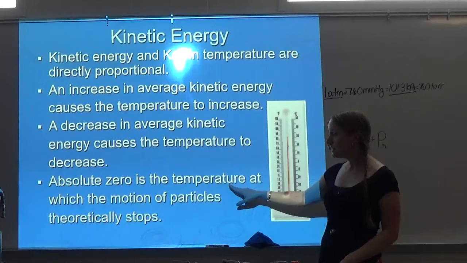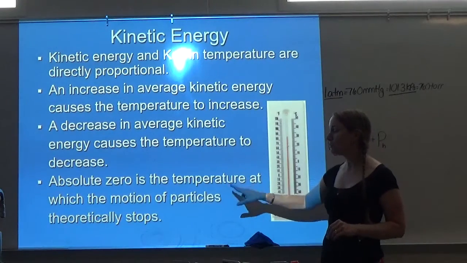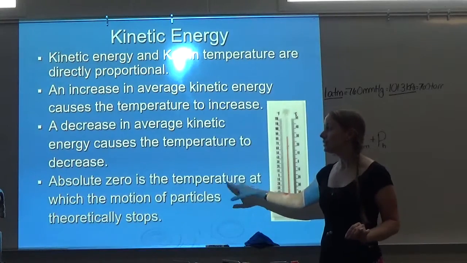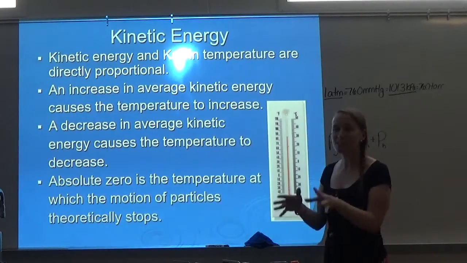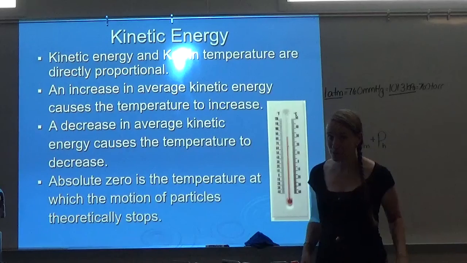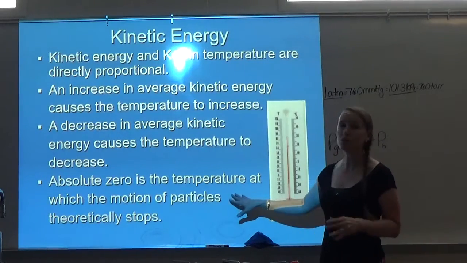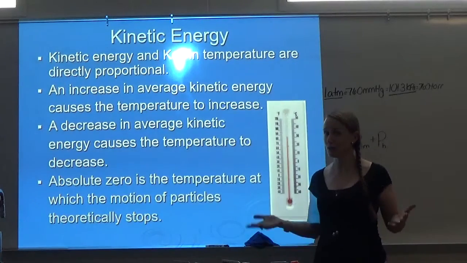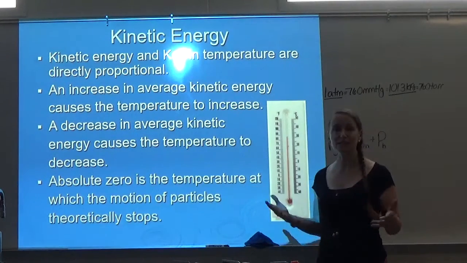So absolute zero is the temperature at which the motion of particles theoretically stops. There is a zero on the Kelvin scale, but there's no negative on the Kelvin scale because you can't go slower than stopped. So you can't get any lower in temperature than 0 Kelvin because temperature is based on the speed of the particles.